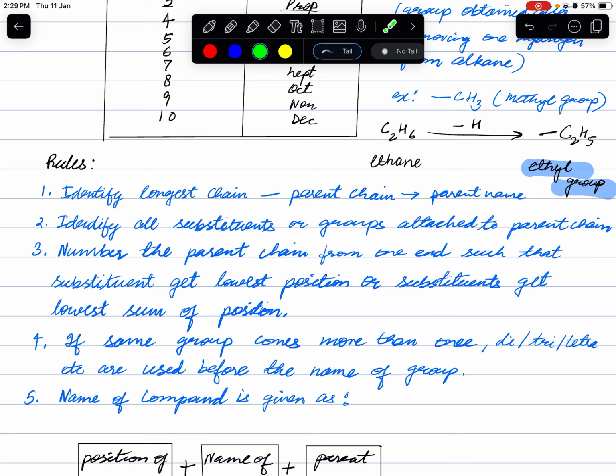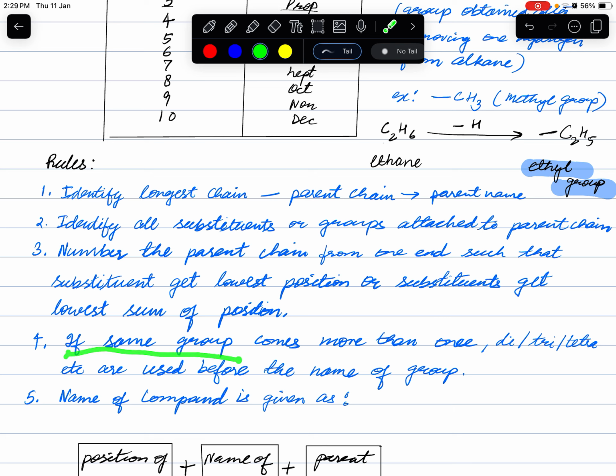Then after this, the third step, we have to number the parent chain from one end. If branches are there, then we have to number the chain in such a manner that the groups which are attached get the lowest position, or if more than one group is there, then we get the lowest sum of the positions. This idea we will discuss when we do the example.